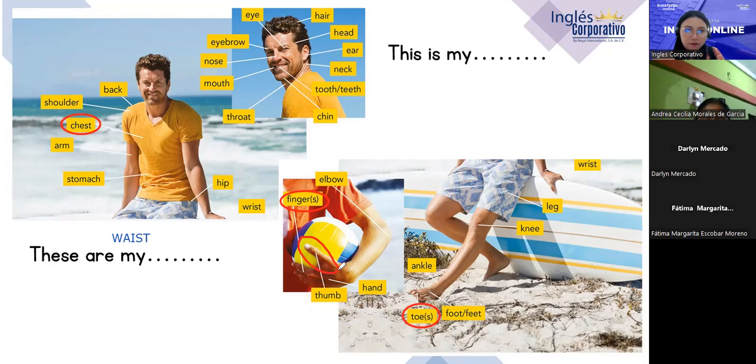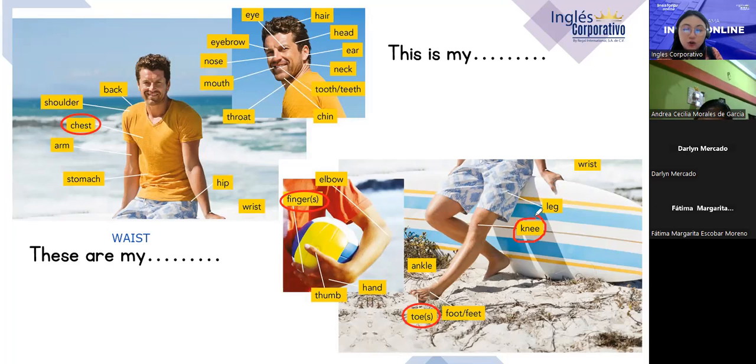A este le pueden llamar finger o le llaman por su nombre también, dedo pulgar, thumb. Y así cada uno de los dedos de la mano tiene un nombre en específico. Ustedes deciden cómo nombrarlos, fingers o por su nombre. ¿Quién se sabe el nombre de los fingers? Este es el thumb. ¿Y este cómo sería? El índice. El de en medio, el más pequeñito. Todos tienen nombre. Ya les voy a compartir una imagen para que puedan diferenciarlos. Let's move on.